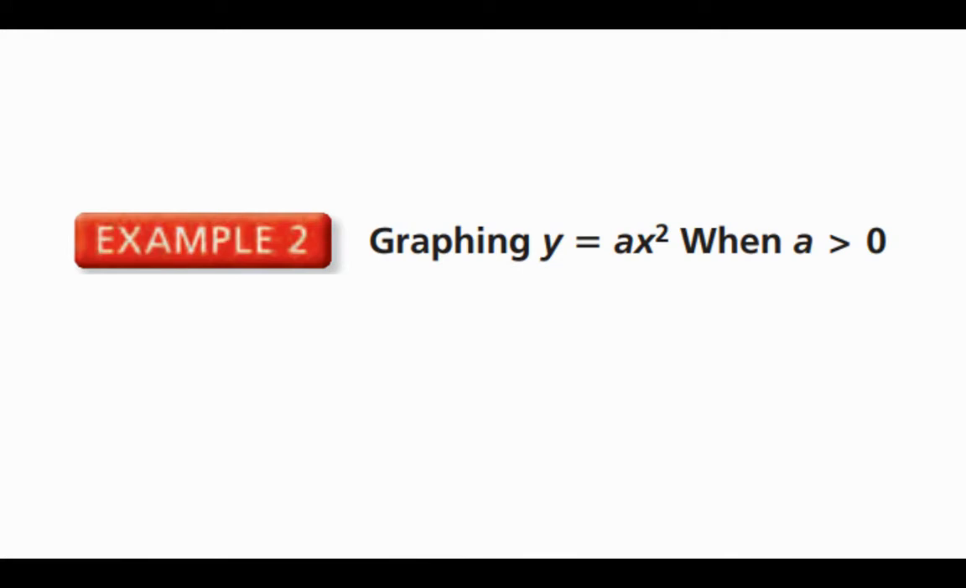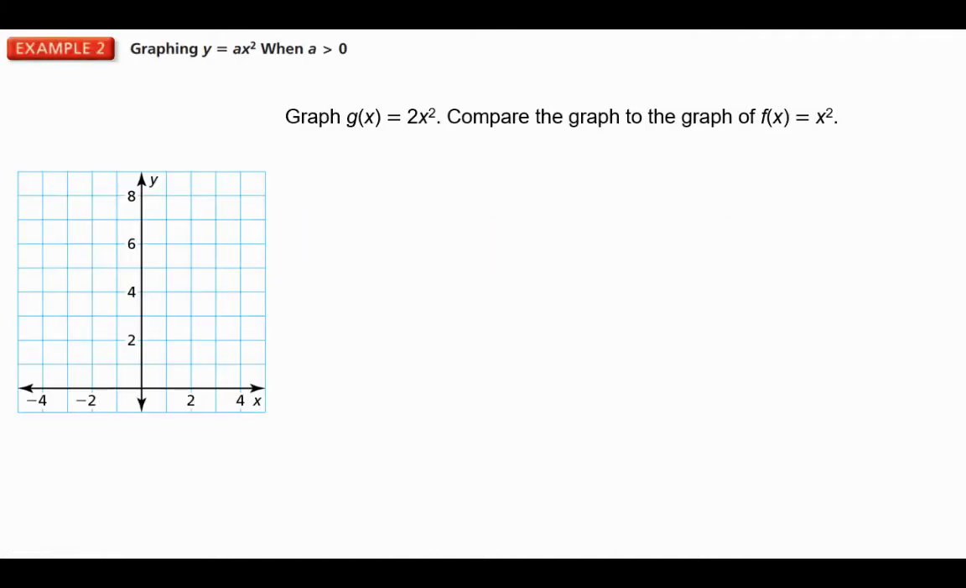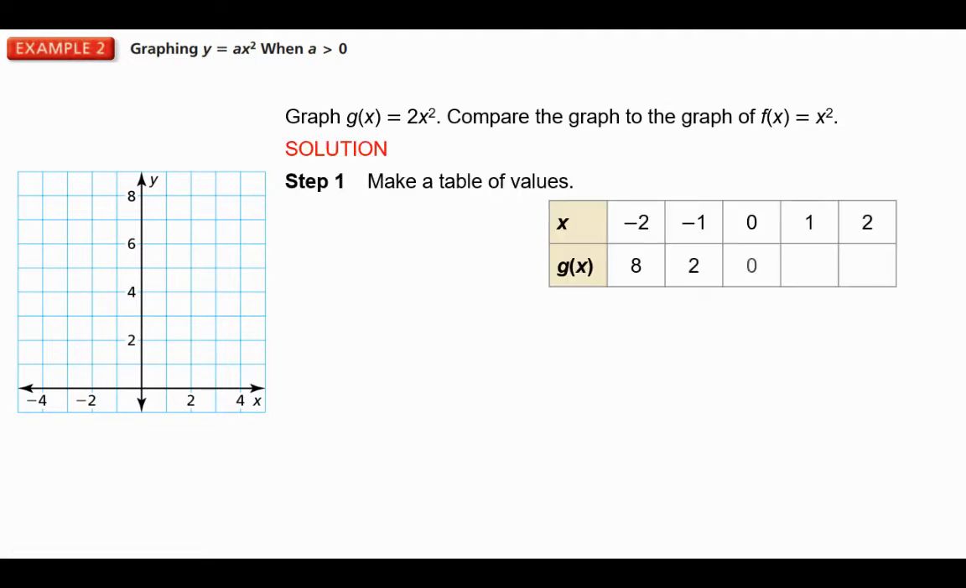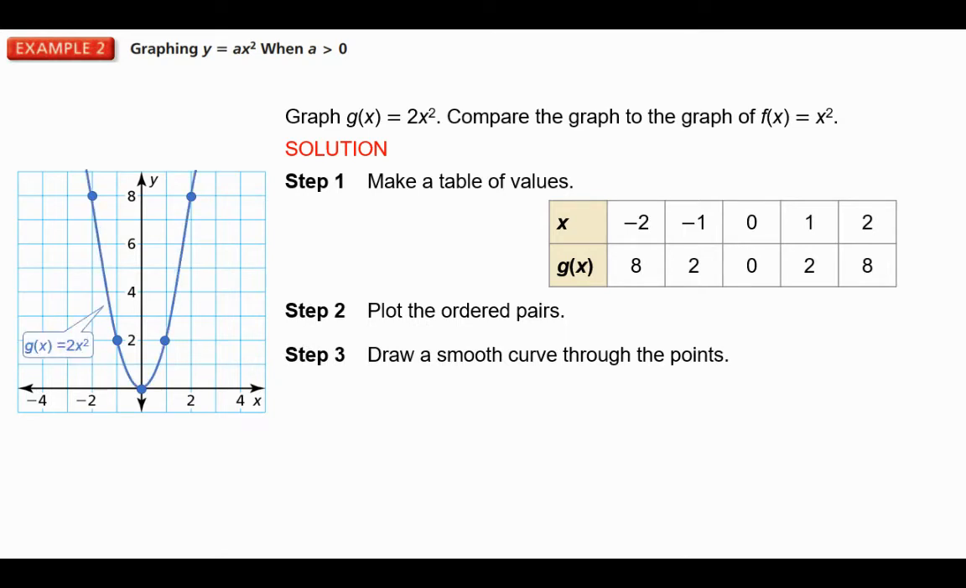All right, now what happens when a is greater than 0? So in the prior example, a was equal to 1. Now in this case, a will not be equal to 1. It'll be greater than 0. So what happens is we end up graphing using a table, and we get a nice graph here. So this right here is 2x squared, the function 2x squared.